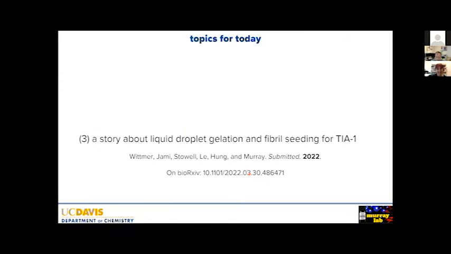All right, so now I'm going to go into depth about the most recent project from our lab, which is that relating to fibril seeding and the differences between that and liquid droplet aging for the TDP-43 protein. And this again is on the bioRxiv preprint server.